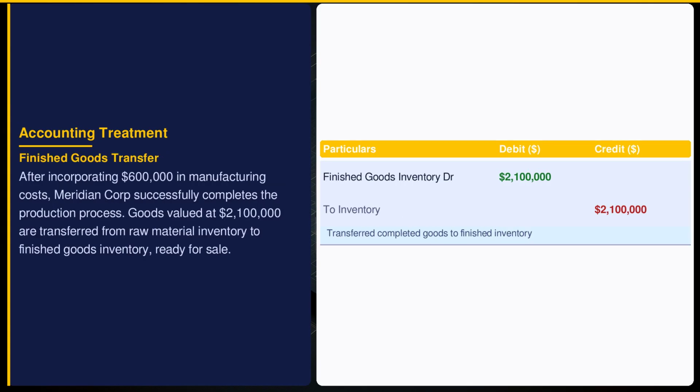Once goods are completed, they shift from raw materials to finished goods inventory. This $2,100,000 transfer is crucial under ASC 330, ensuring the balance sheet accurately distinguishes between inventory types and reflects the true state of ready-for-sale products.